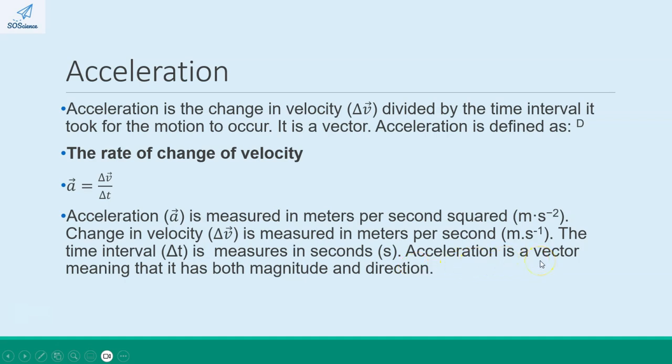Acceleration is a vector, so that means that our final answer will have both magnitude and direction. Now we're only going to be dealing with questions of constant acceleration all the way to matric, which is why we don't need to differentiate between average acceleration and instantaneous acceleration, because if the acceleration is constant, then that means that the average acceleration and the instantaneous acceleration will have the same value.